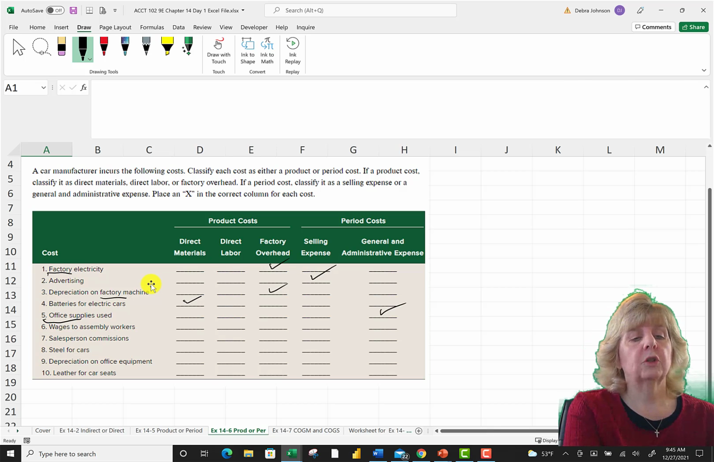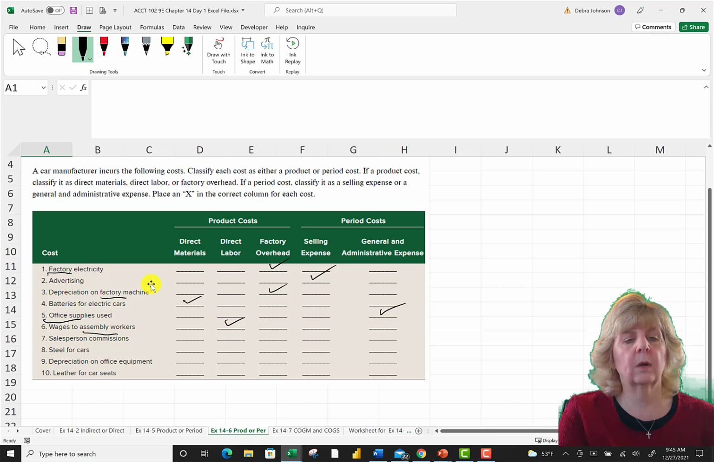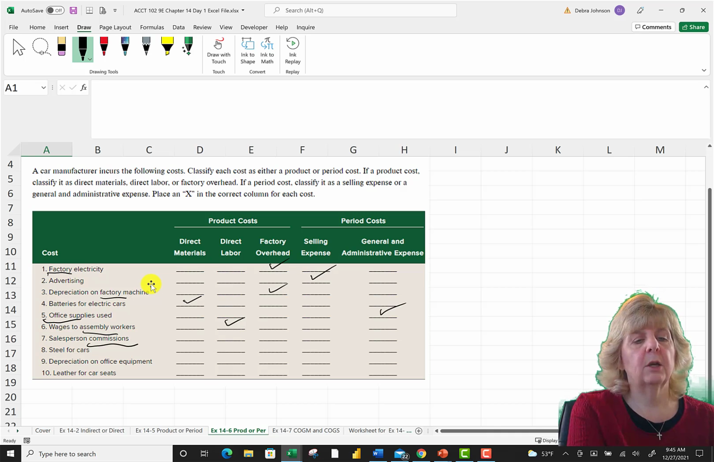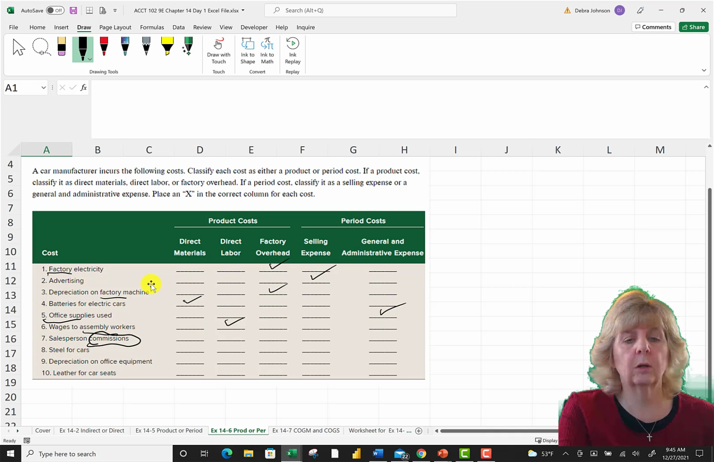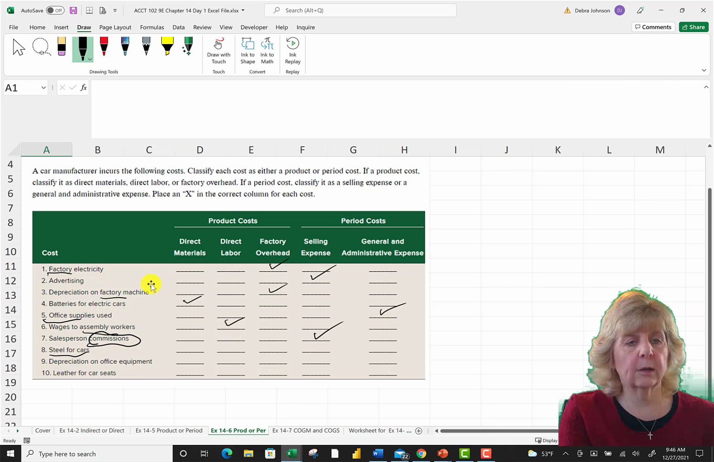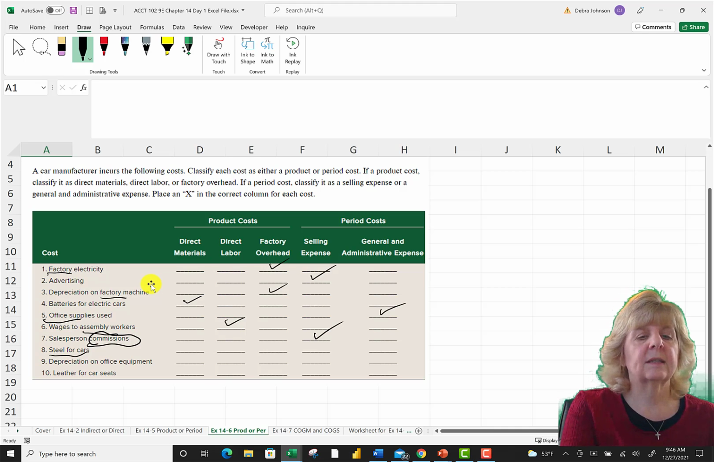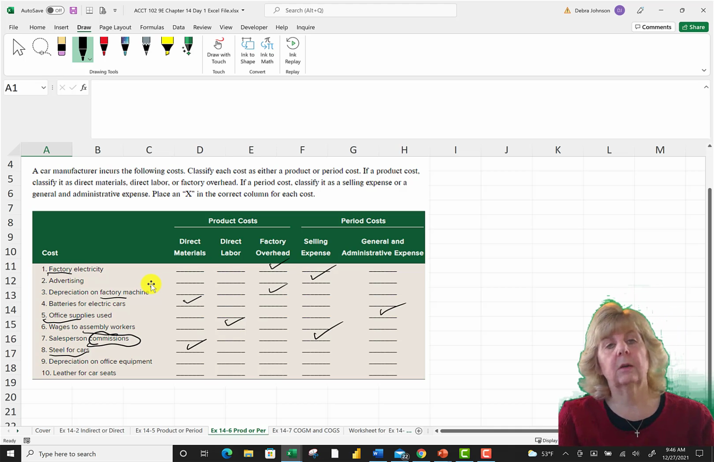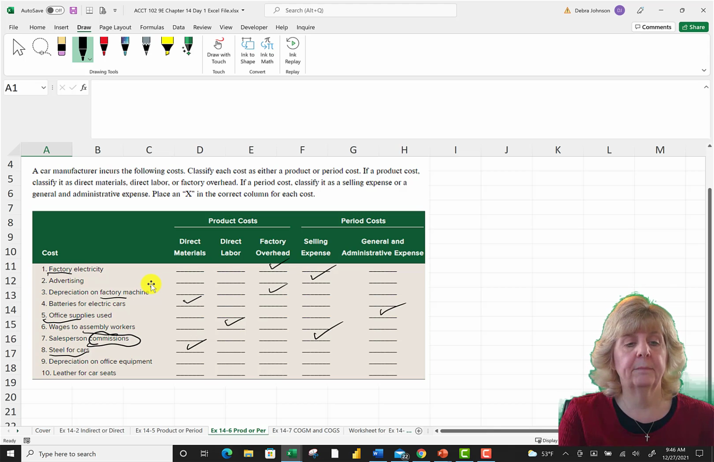Okay, wages to assembly workers. Those workers are what we call touch laborers. That would be considered direct labor. A salesperson commission. Commission is a key word. The reason we pay commissions is to generate sales. That would be a selling expense. Okay, steel for the cars. Remember the cost object of this, we were making cars. Steel is a direct material. You could actually see it going in.